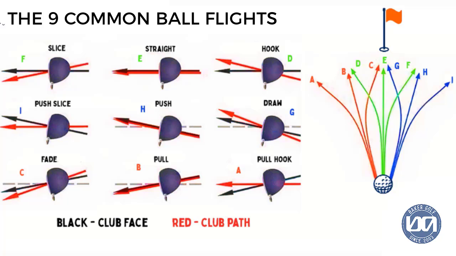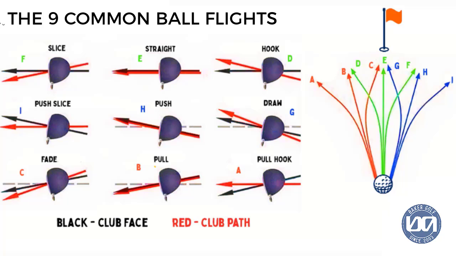If we go down here to A and have a look at the pull hook, this is a ball flight that starts left of the target and then drifts even further left. So the initial flight is left of target and then it drifts even further to the left. Now the cause of this is a club face that's aiming left of the target, yet the club head itself is traveling online towards the target, and that gives us the spin which creates this pull hook.